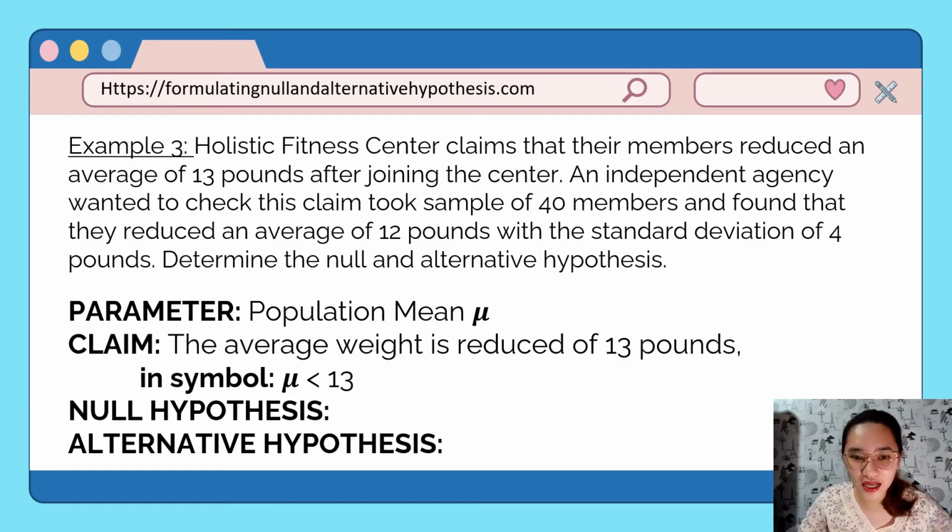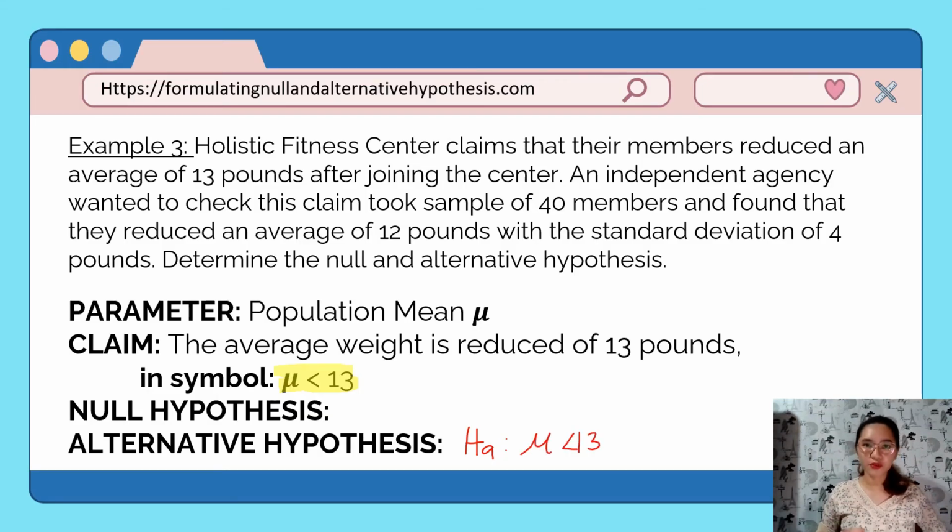Kapag less than po ang ating symbol, ayan, less than siya, ibig sabihin, magpo-fall po siya sa ating alternative hypothesis. Susulat po natin siya. Ang mean is less than 30. At para ma-formulate naman po natin yung ating null hypothesis, kukunin lang po natin yung complement.